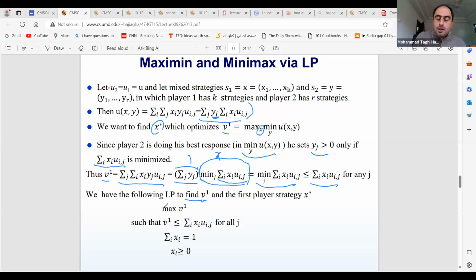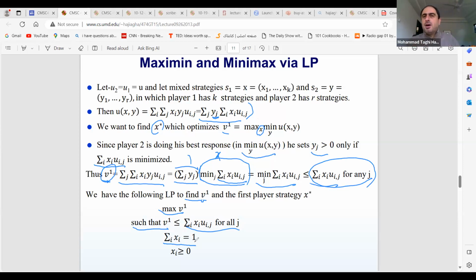What do we want to do? We want to maximize the value V1. So we say maximize V1 such that V1 is less than this. Again, the last one was by definition, essentially. So we have written this equation. We said that V1 should be less than the sum of xi uij for all j's. And of course, this should be a probability distribution. So it means that the sum of the xi's should be equal to 1, and xi should be greater than 0.